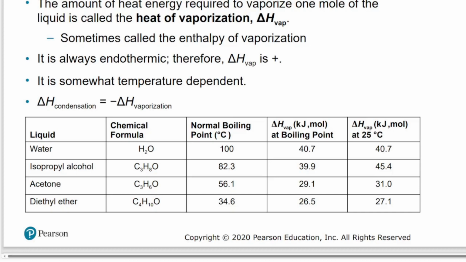So you see here that the hydrogen bonding effect of water, since it has essentially 2 hydrogen bonds per molecule, is greater than the hydrogen bonding effect of isopropyl alcohol because it only has 1 OH bond. And then we have weaker intermolecular interactions in acetone and diethyl ether. These are polar, but they don't have hydrogen bonding, and you can see it takes less energy to vaporize those at the boiling point and at 25 degrees C, which is room temperature.